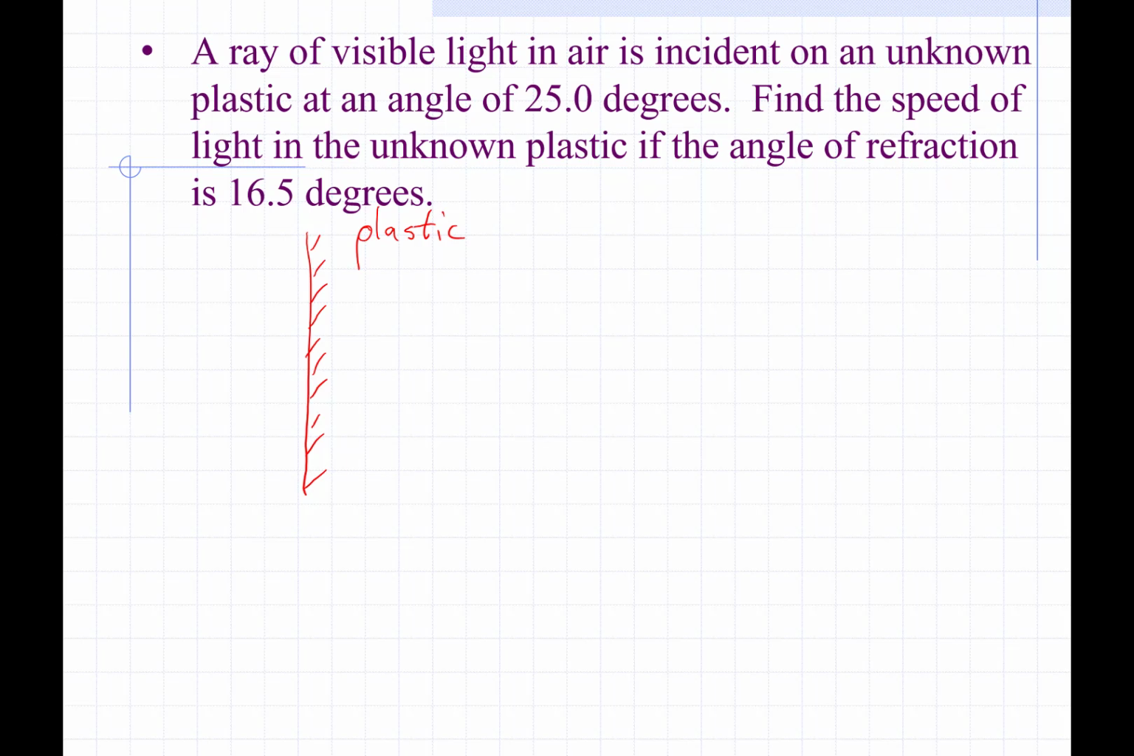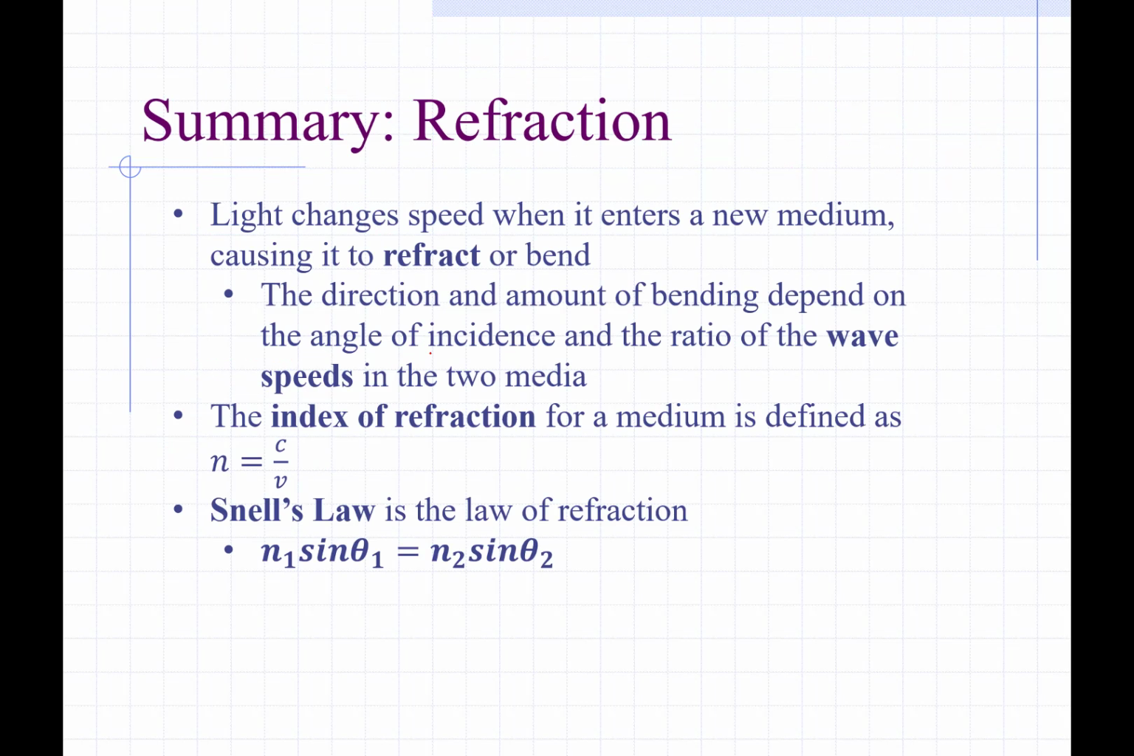By the way, you should always sketch the problem out, just so you can correctly label and identify your angles and which one corresponds with which, and whether it bends towards or away from the normal. Here's my normal. It is incident on an unknown plastic at an angle of 25 degrees. So it hits at an angle of 25 degrees. The angle of refraction is 16.5 degrees.